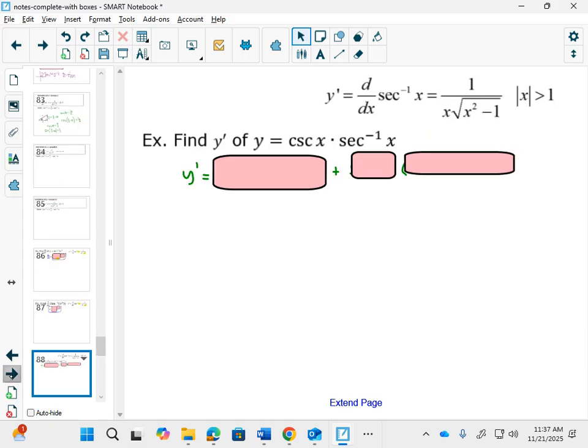You can try to work ahead on these if you'd like. I have cosecant x times secant inverse of x. Do you see I have a product rule? Product rule says keep one the same, do the derivative of the other one, then keep the other one the same, derivative of the first one. So if I keep my cosecant the same, the derivative of secant inverse of x is 1 over x times the square root of x squared minus 1.